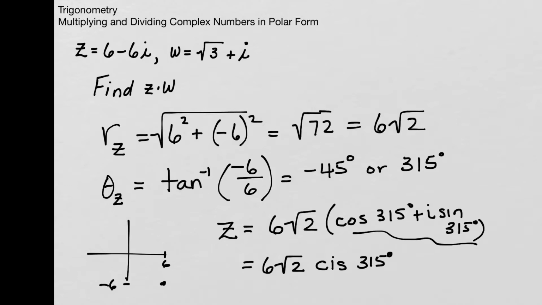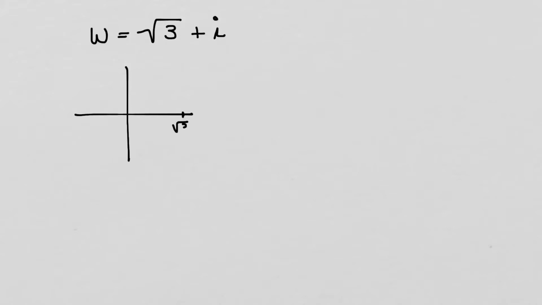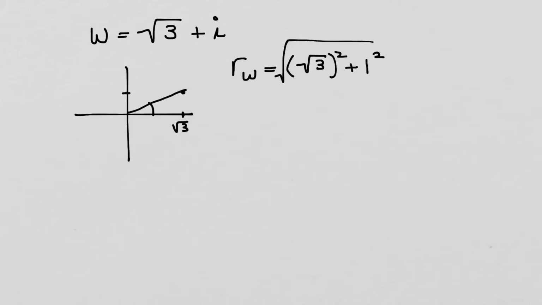Next I'll find the polar form of w. So we have w is the square root of 3 plus i. Let's check the quadrant first. So x is square root of 3 and y is 1. So we're talking quadrant 1. And I can see, what angle is this? That's a 30-degree angle. So r for w is square root of 3 squared plus 1 squared, and take the square root of that, and I get 2. And theta for w, as I just said, is 30 degrees.